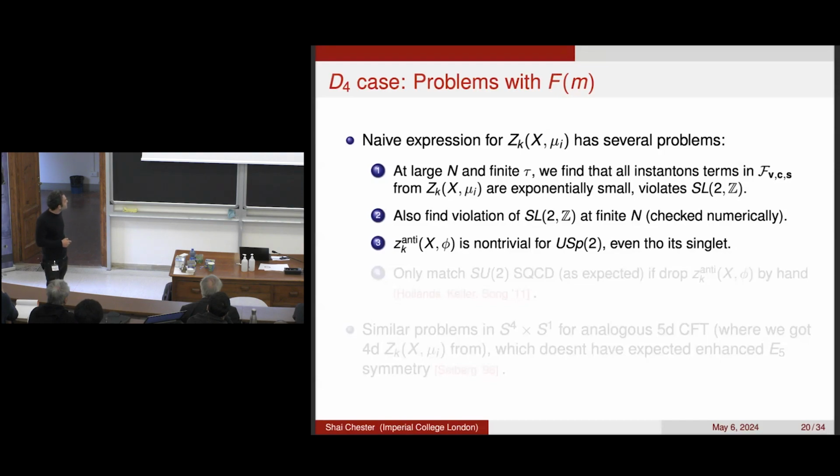Another check that this is wrong is that the contribution for the antisymmetric multiplet is non-trivial even in the USp(2) case, but in that case it should be trivial, because for USp(2) there just is no antisymmetric multiplet. It's not defined, because it's the same thing as a singlet. And so that kind of also shows that his naive formula has some kind of mistake.